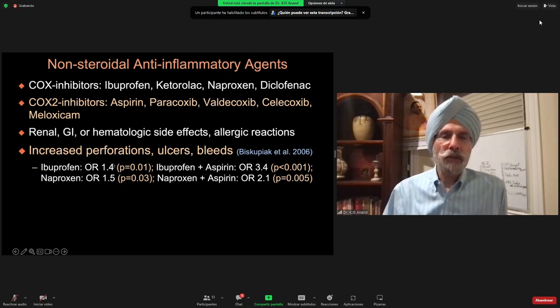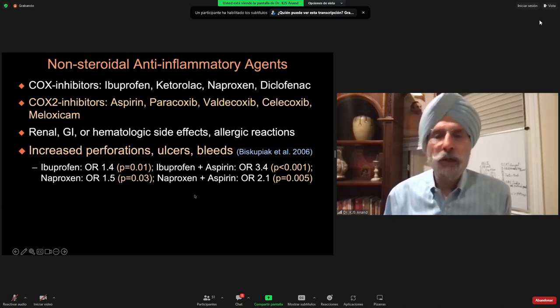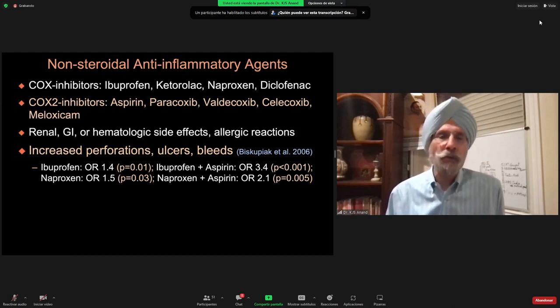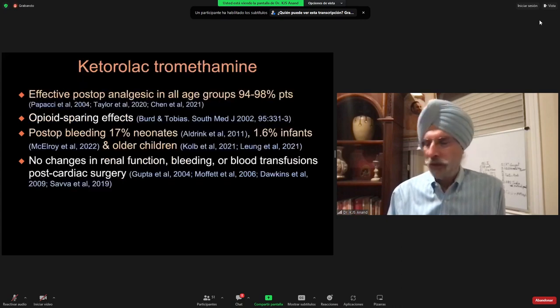There was a 40% increase in either GI perforation, ulcer, or bleed. But when you combine the ibuprofen with aspirin, this really jumped up 3.4-fold. And similar things when you combine naproxen with aspirin. So it's key. This has been noted in adults. It's not so common to combine these drugs in neonates, so I don't think that's a problem we would have to deal with.